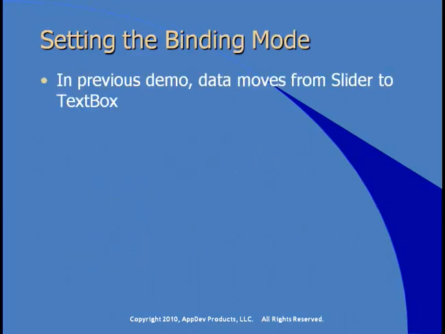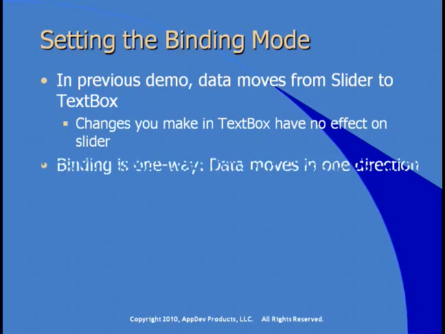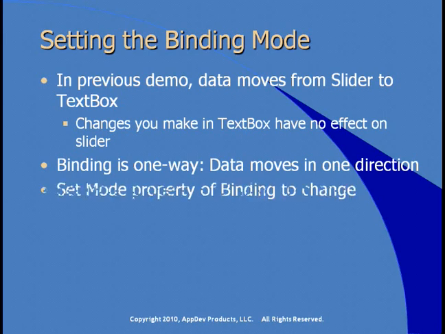Now, in the previous demo, data moves from the slider to the text box, and only in that direction. Changes you make in the text box have no effect on the slider. In other words, the binding is one way. The data moves only in one direction. You can set the mode property of the binding to change that behavior.